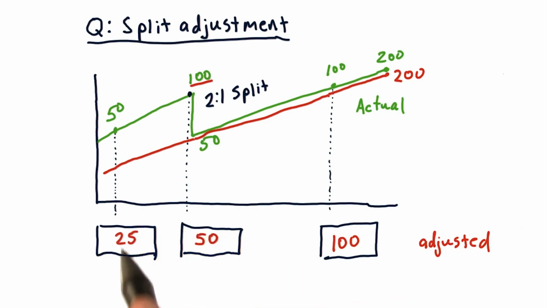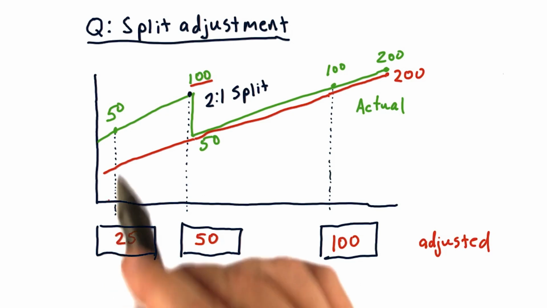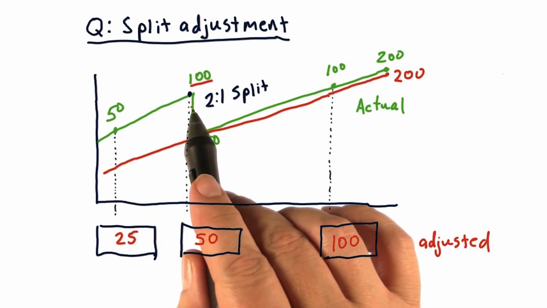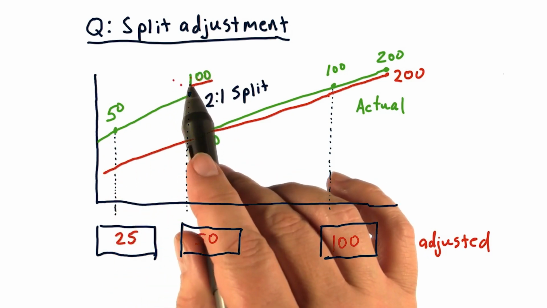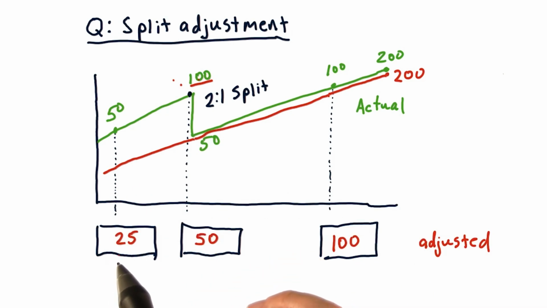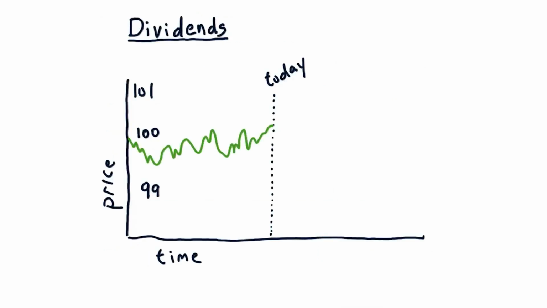So this correctly represents that if you bought the stock on this day, it would double in value by the time you got to this day. And if you bought it on this day and held it all the way to here, you would actually get 4 times your value.